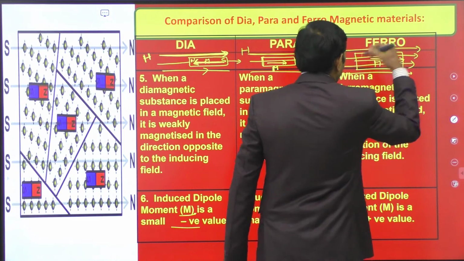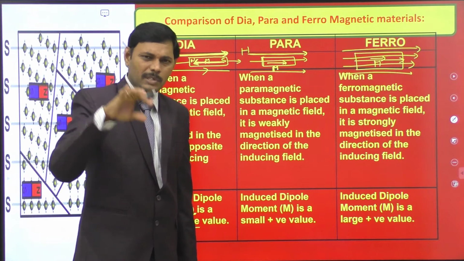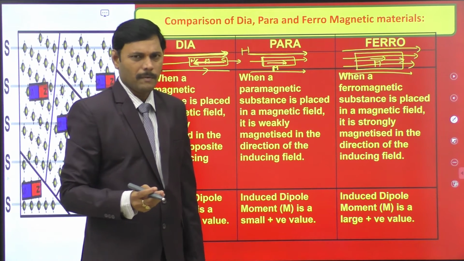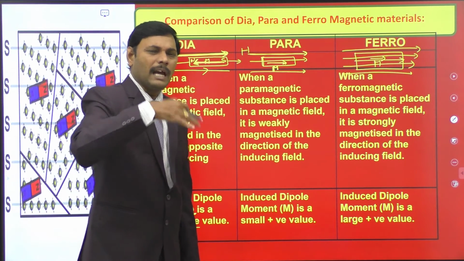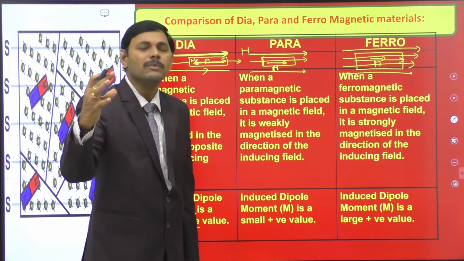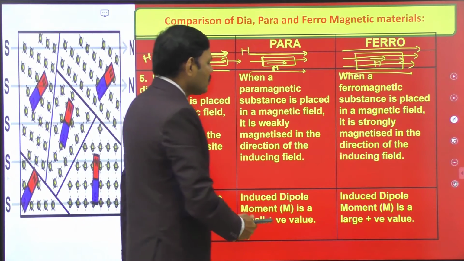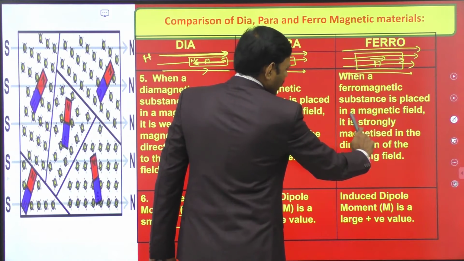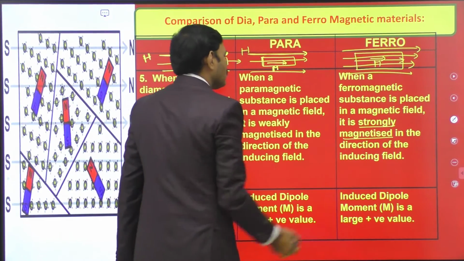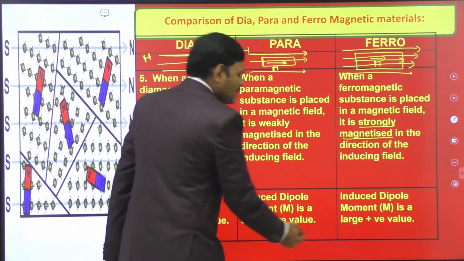The substance gets magnetized. Once all the domains of the atoms in the substance orient along the applied magnetic field, the vector sum of magnetic moments becomes a large value. So it gets a large magnetic moment along the applied magnetic field. So when a ferromagnetic substance is placed in a magnetic field, it is strongly magnetized in the direction of the inducing field. So induced dipole moment M is large and positive.